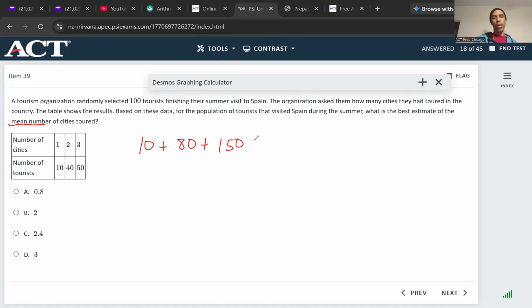Okay, and then you add that up. 10 plus 80 plus 150 is 240. And then you divide that by, so you got 240 cities toured divided by 100 people who toured them. That's the mean number of cities toured, which would be 2.4. So 2.4 cities is what the average tourist did.